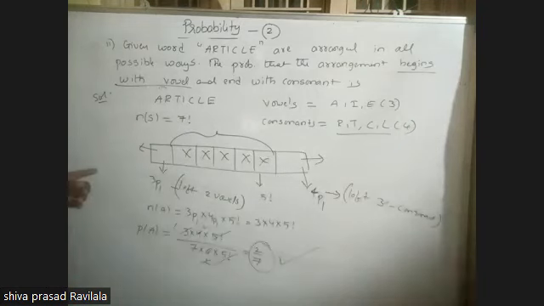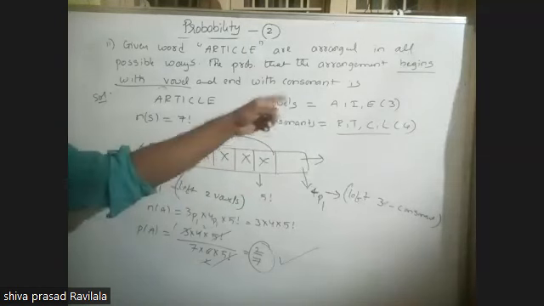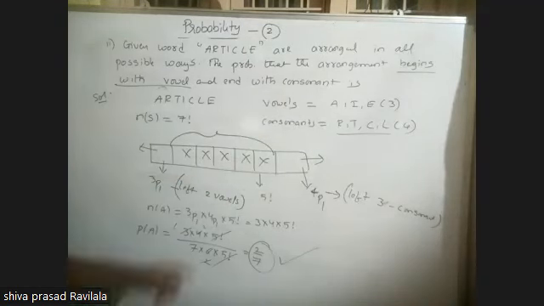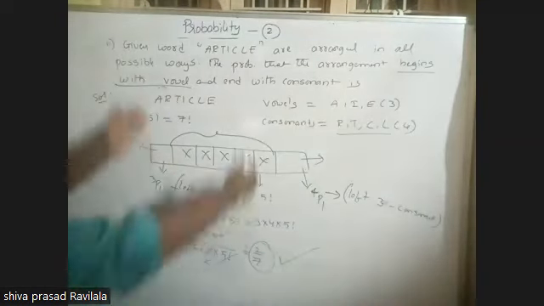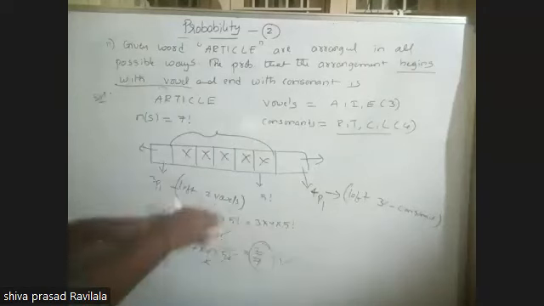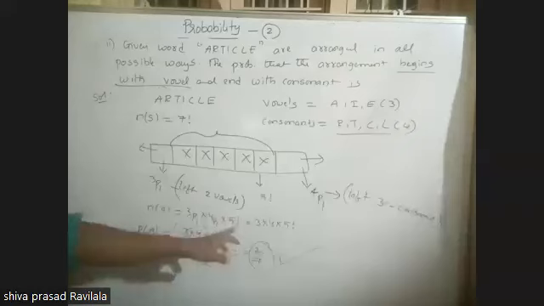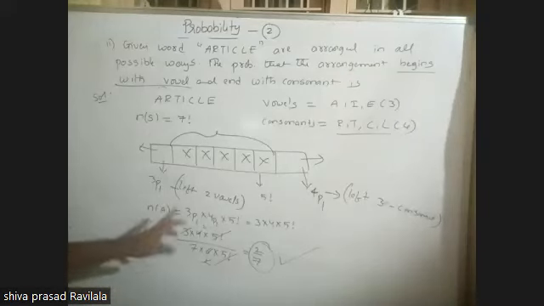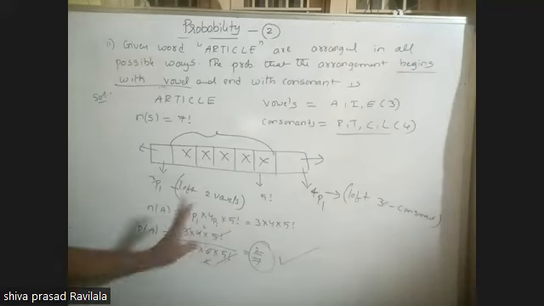The first box is filled with 1 vowel out of these 3 in 3P1 ways, and the last box is filled with 1 consonant out of 4 in 4P1. Here we left 2 vowels and here 3 consonants. 2 plus 3, 5. These 5 can be arranged in the remaining 5 boxes in 5 factorial. The required number is 3P1 into 4P1 into 5 factorial. Finally, our required probability is 3 into 4 into 5 factorial by 7 into 6 into 5 factorial. 5 factorial cancels, your answer is 2 by 7. Clear?